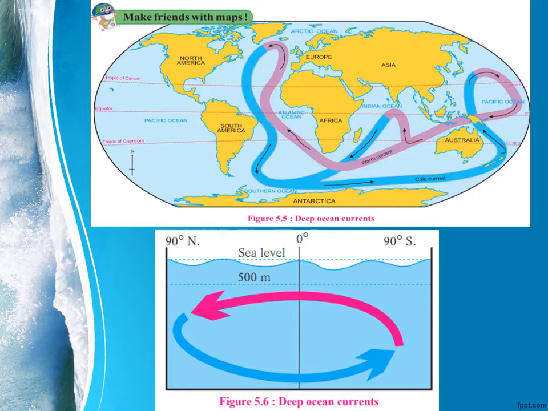Now, as you have seen over here, what is the reason for these currents that are generated? It is because the surface water moves in to replace the sinking water. Okay, that is how a current is created.